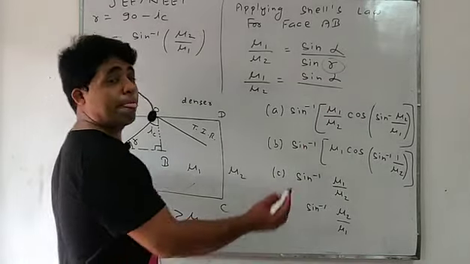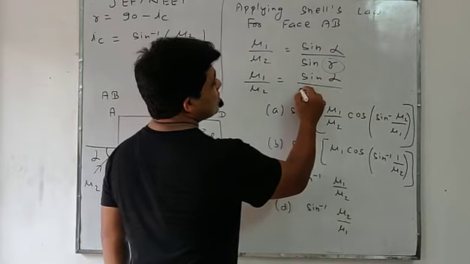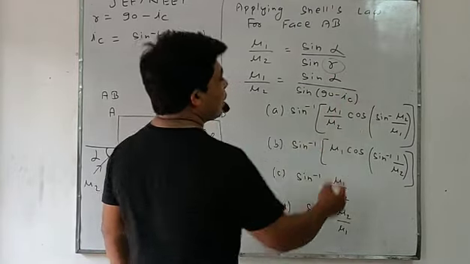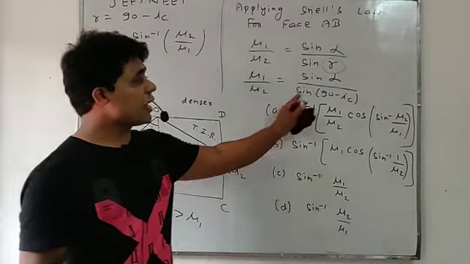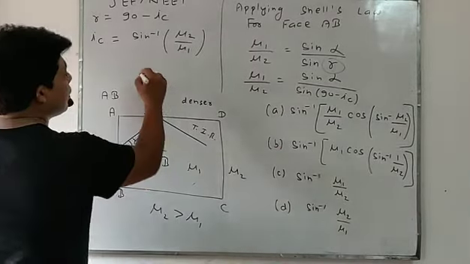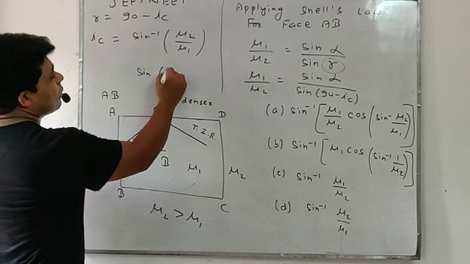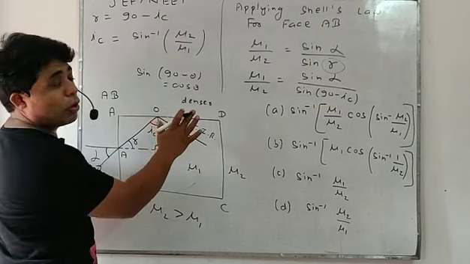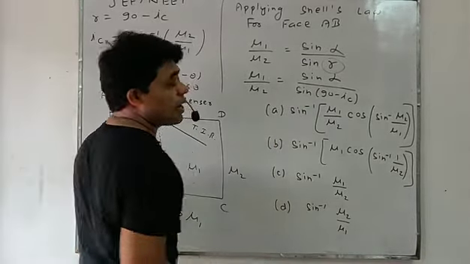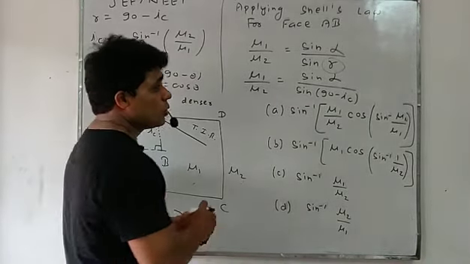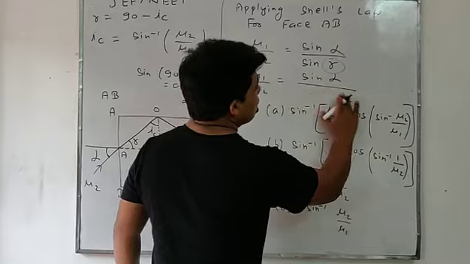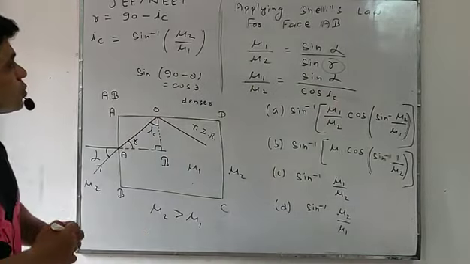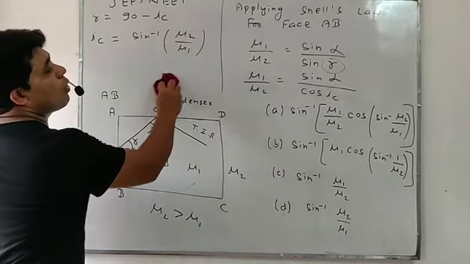90 minus IC. Okay, so instead of R we can write sine 90 minus IC. And we know the formula: sine 90 minus theta is what? Cos theta. That is the formula. On account of that, sine 90 minus IC becomes cos IC. So I'm going to write here simply cos IC. Understood students? Now cross multiply.